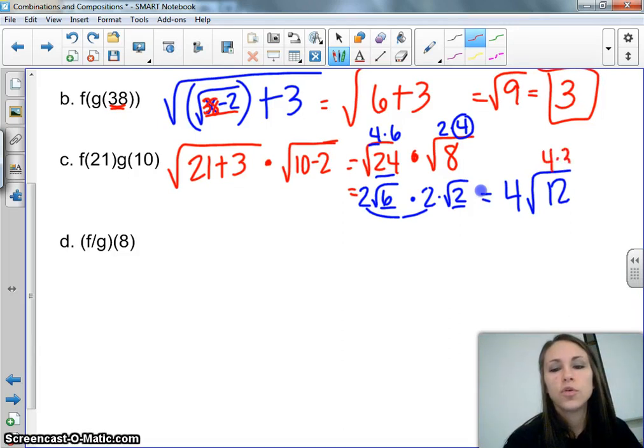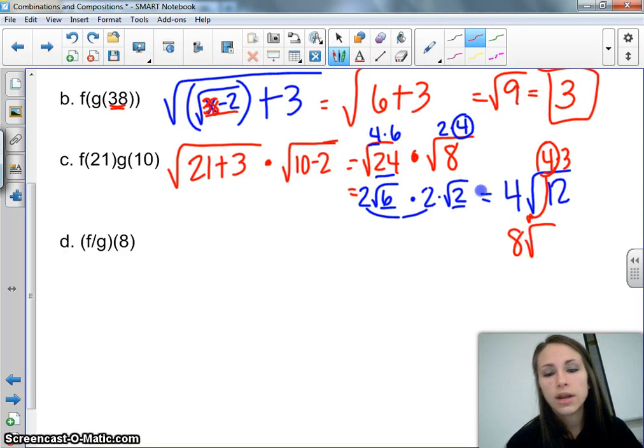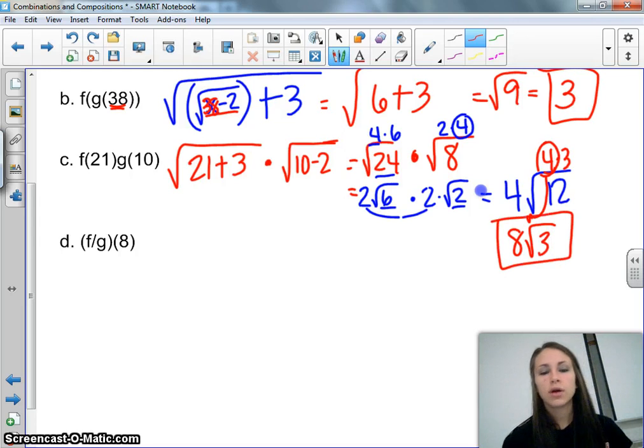Yes, it is 4. And so from the 4, I can bring out a 2. And so 4 times 2 would be 8. And then I would have that square root of 3 left. So I would have 8 square root of 3 as my final answer. It can't be simplified anymore.